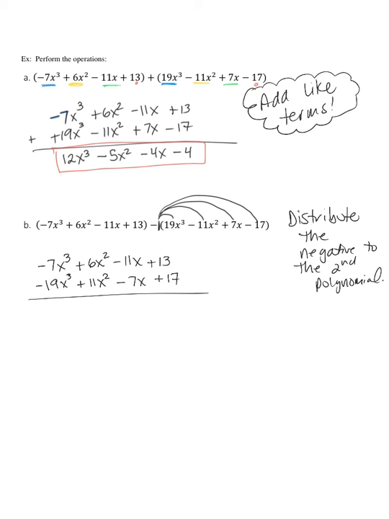Okay, good. And now I can just add up my columns. So negative 7x cubed minus 19x cubed, that would be negative 26x cubed. And 6x squared plus 11x squared, that would be plus 17x squared. And negative 11x minus 7x is negative 18x. And then 13 plus 17 is 30. Okay, so that's the final answer on that one.